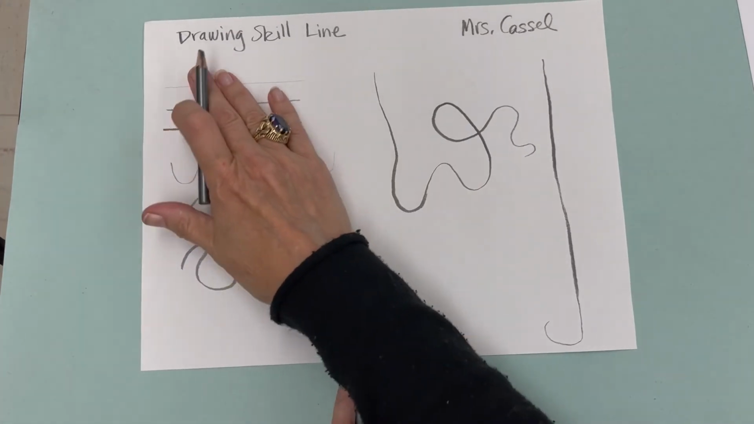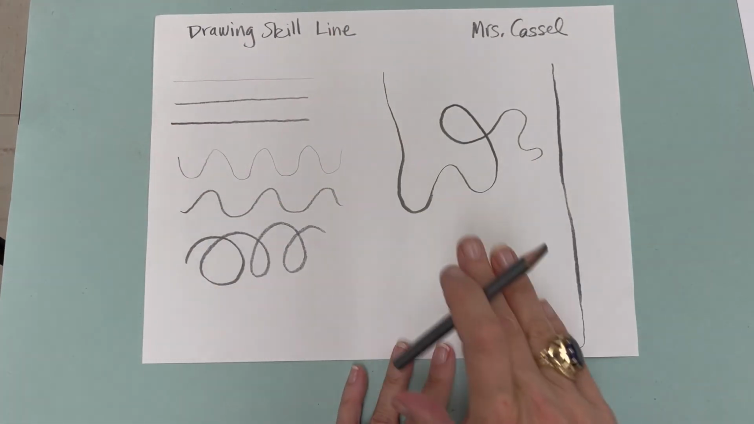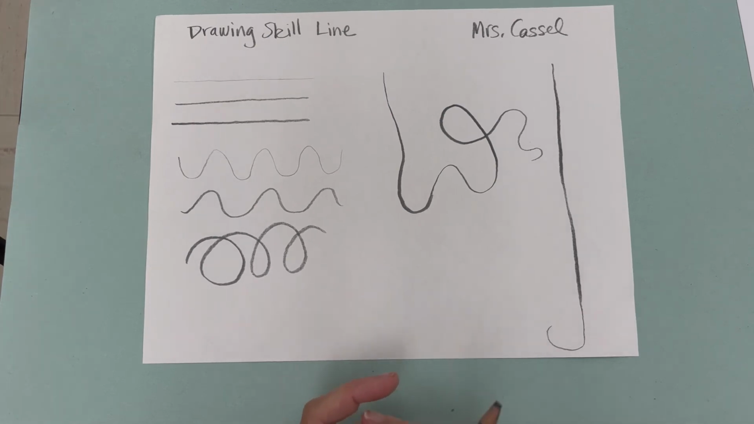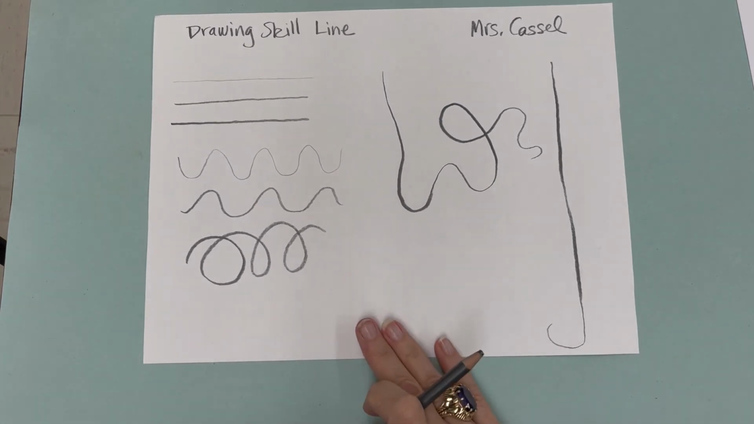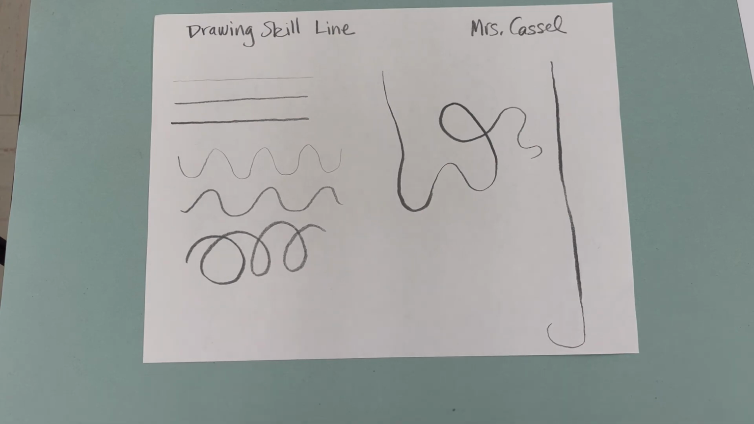So label your paper, put your name on it, and do your experimenting. When you're finished, make sure that you take your photo and upload it to the drawing skills assignments.